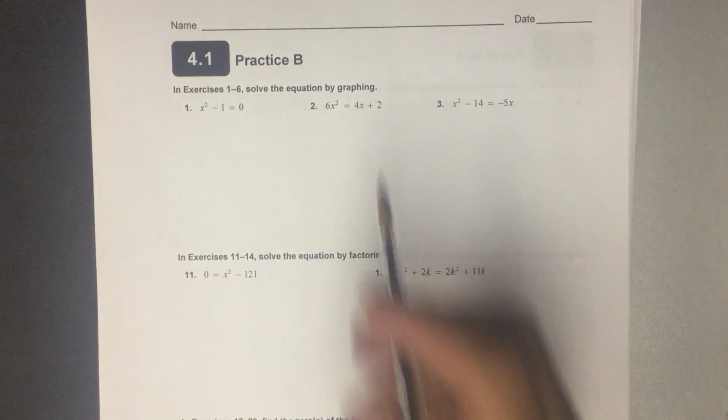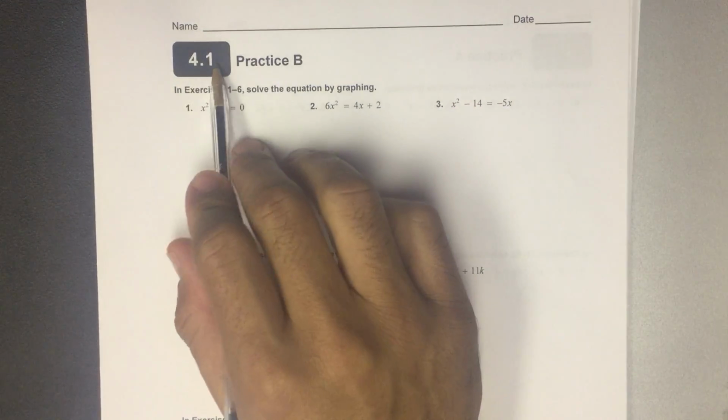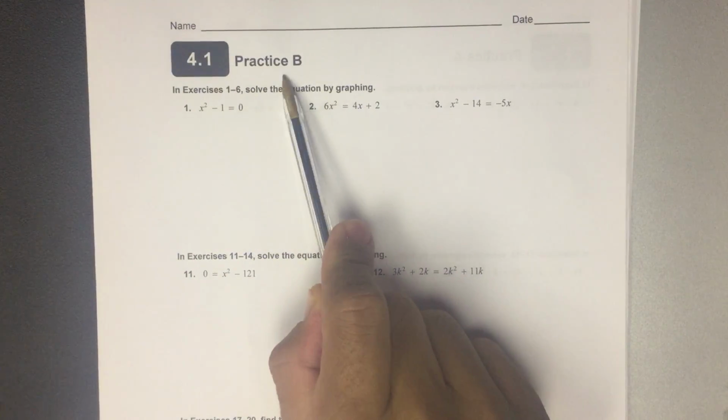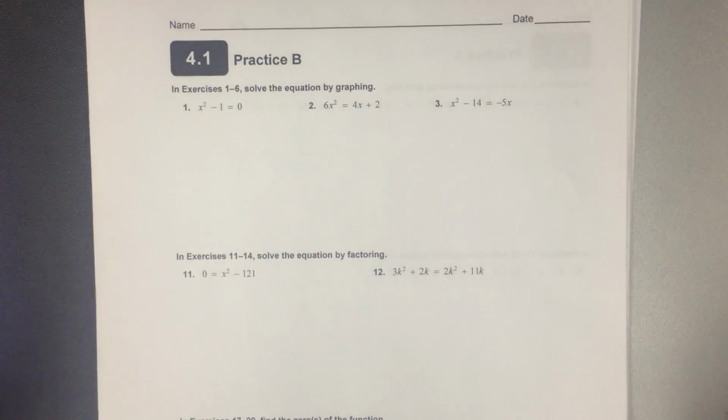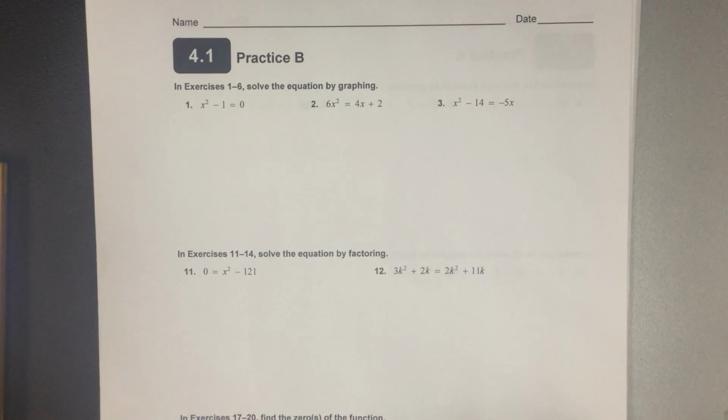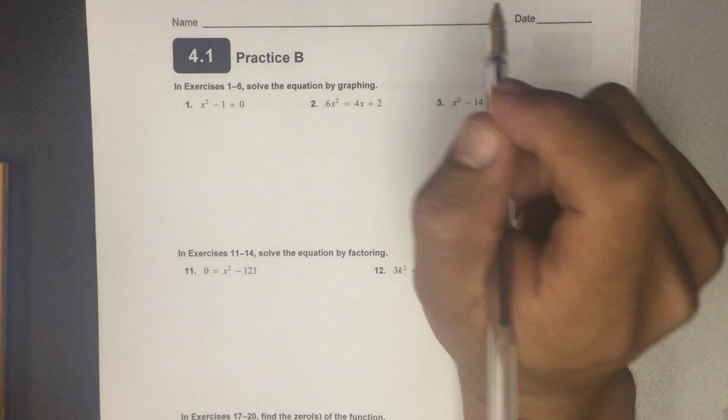Okay, pay very close attention to where you are. Both sides of this paper look exactly the same, but it's 4.1 practice B. I started with practice B because when we showed it to the students, they said this was a harder one. So I want to make sure we do the harder ones, and then I'll let you do some of the easier ones by yourself.